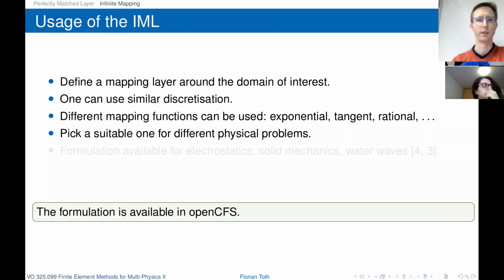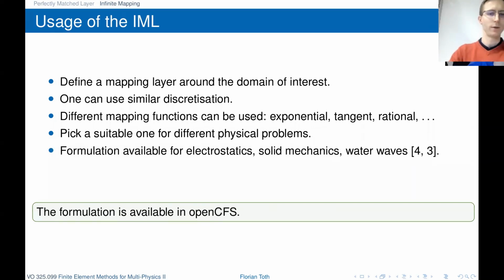For example, when you consider deep water waves, the wave amplitudes decay exponentially. So here the exponential function is the ideal map. Similarly, in electrostatics, you have rational decay. So this is a suitable mapping function in this case. As I said already, we've tested this formulation for electrostatics, solid mechanics, and water waves, and this formulation is also available in OpenCFS.